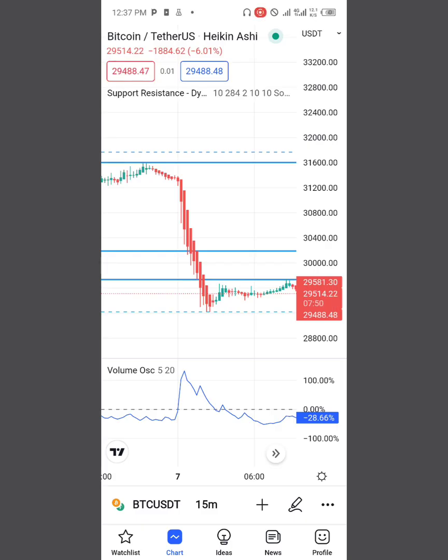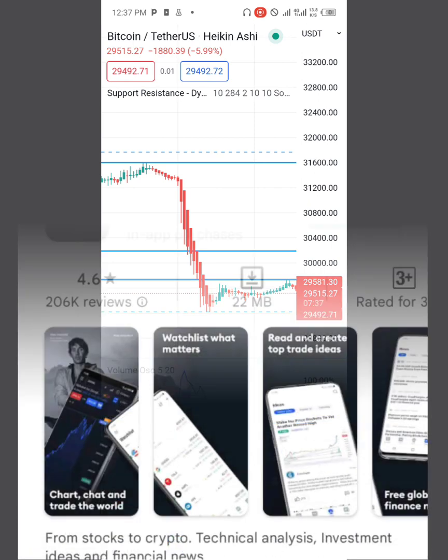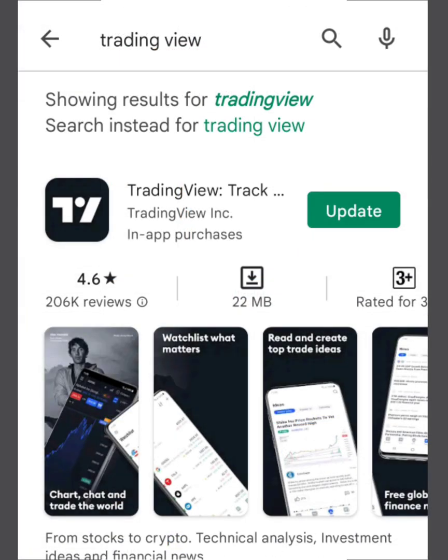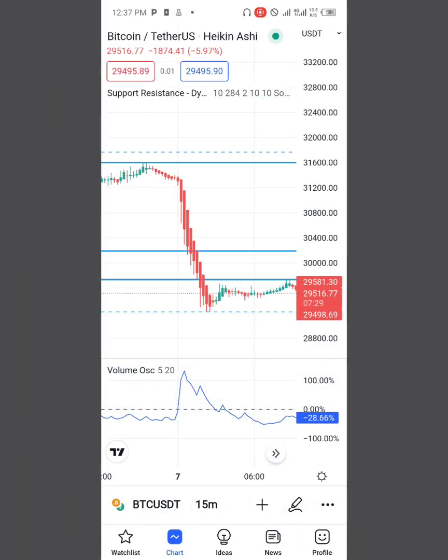Right here in this video, you can see I have two indicators set up on the chart. I'm on my TradingView right now. If you do not have the TradingView app, go to the Google Play Store, download it, get it set up, and then watch this tutorial to the very end. I have two indicators set up: my support and resistance dynamics, which shows the areas of support and resistance on a chart, and also my volume oscillator.